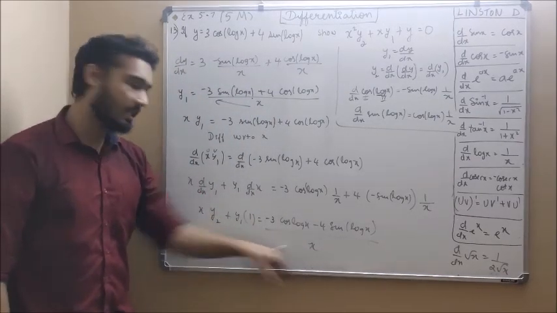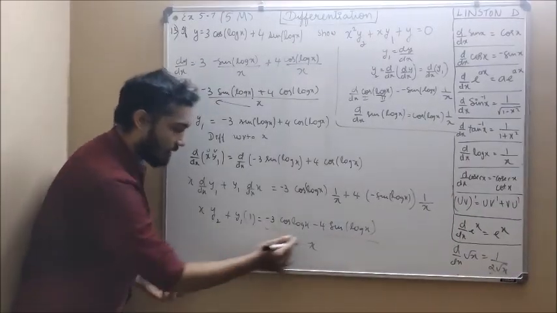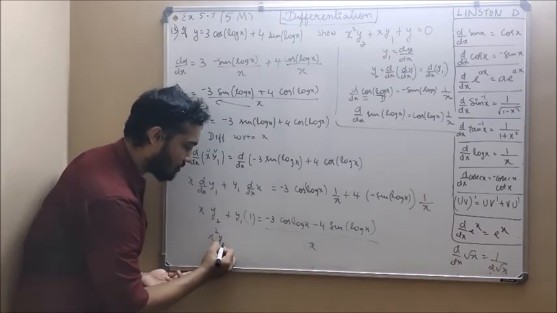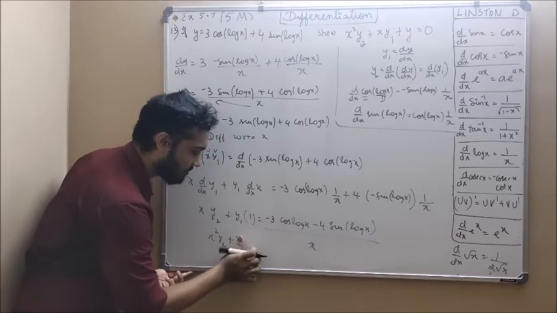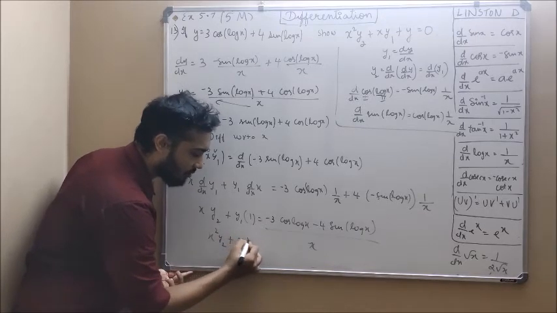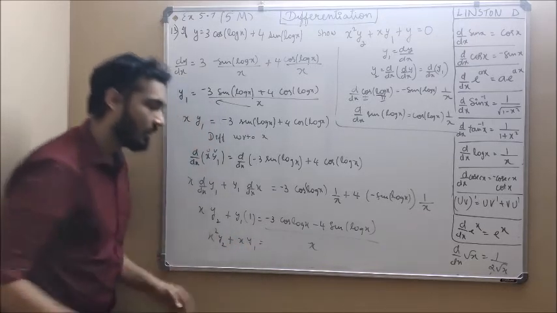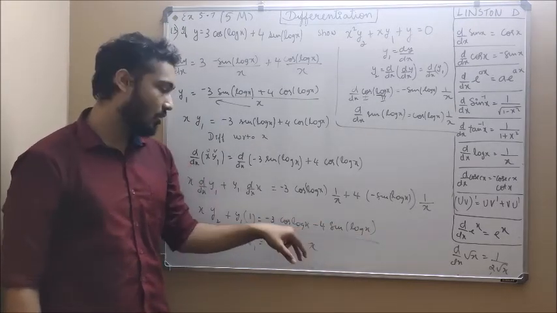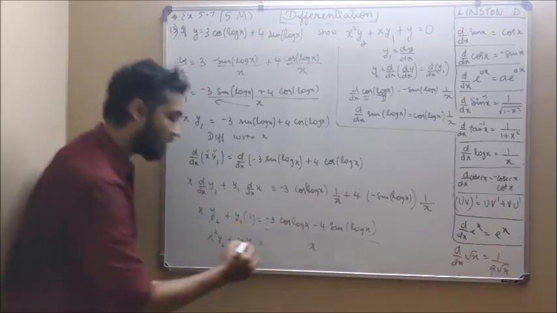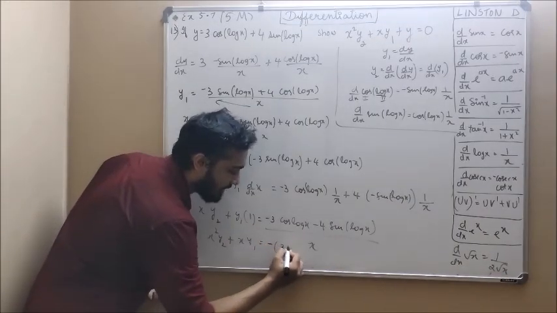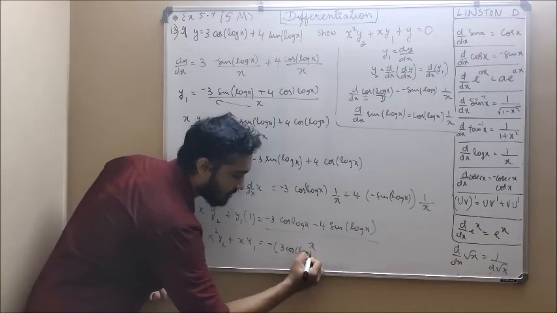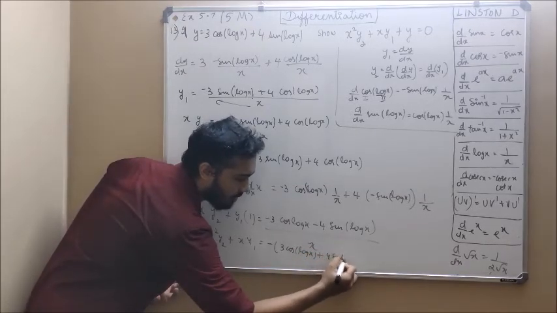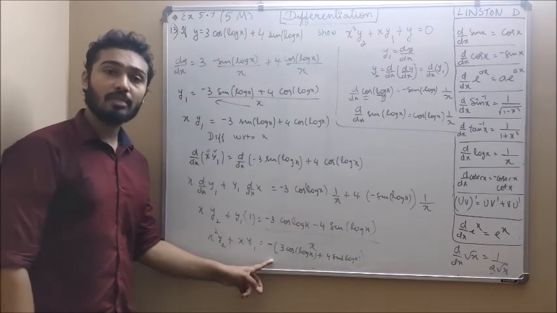Now shift this x to the other side. So what you get? x into x is x square y2 plus xy1 equal to, now here minus 3 cos log x minus 4 sin log x is there. Take minus common out. 3 cos of log x plus 4 sin of log x. So we took the common minus out.